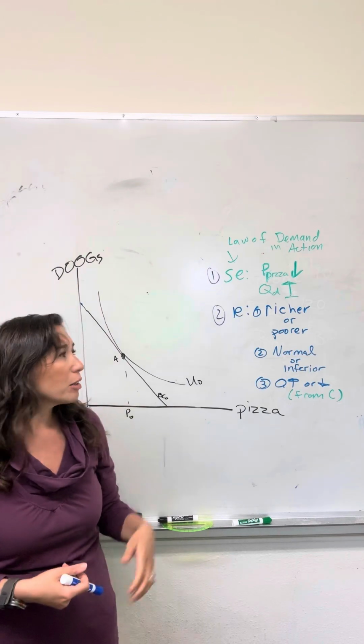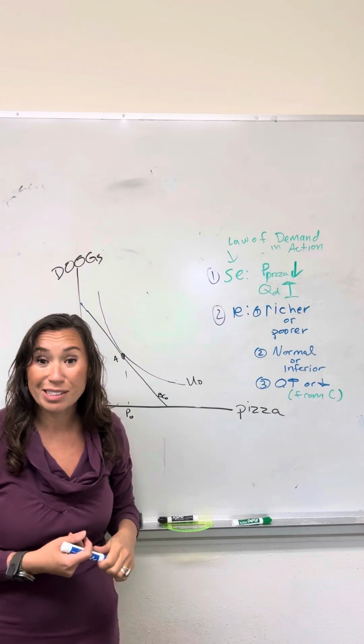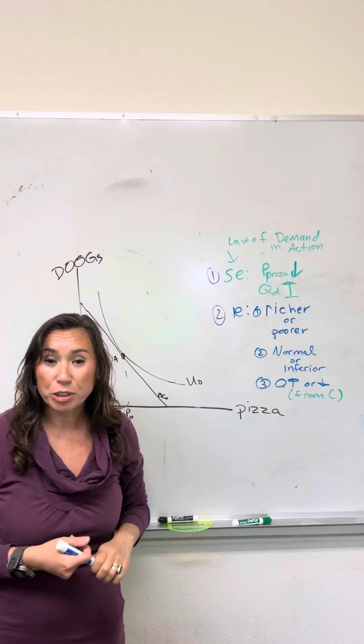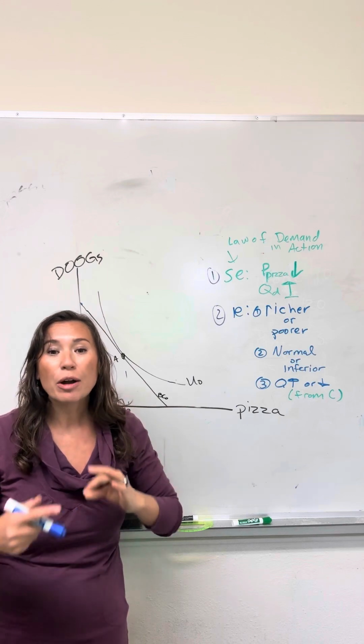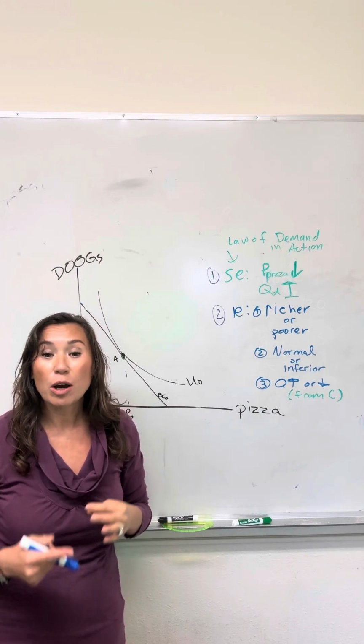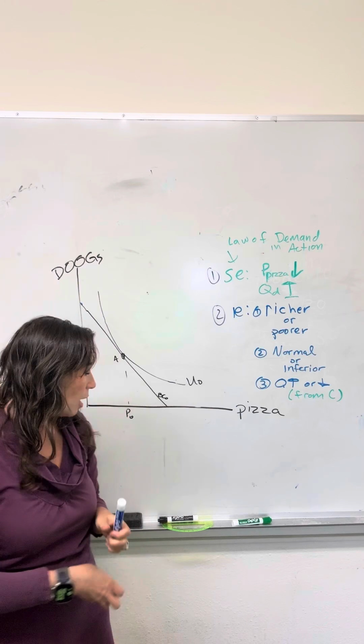There's this market shock, pizza goes on sale, so the price of pizza declines. And the question is, how does this change our budget constraint? If you're struggling with how to move budget constraints with market shocks, make sure you check out the video on how budget constraints shift or rotate.